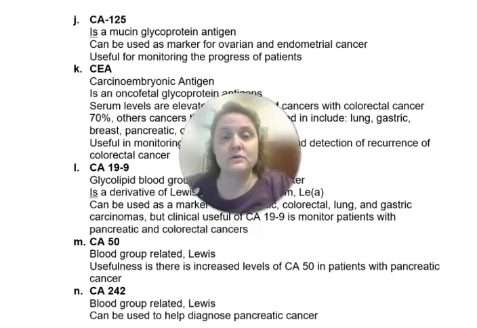This concludes our lecture on tumor markers. If you have any questions or need any further clarification, don't hesitate to reach out, and I will see you in lab.